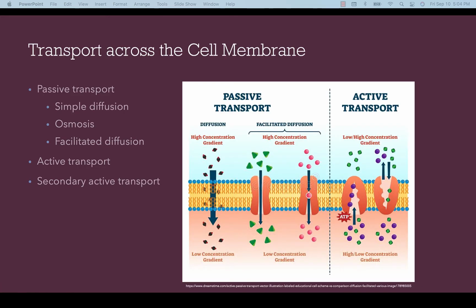So now we can discuss substances that move through the phospholipid bilayer. As I said before, the selective permeability of the phospholipid bilayer allows certain substances to pass through freely and others not so much. Lipid-soluble molecules can pass through the lipid bilayer because they're usually nonpolar and small, whereas water-soluble molecules need help to get through.